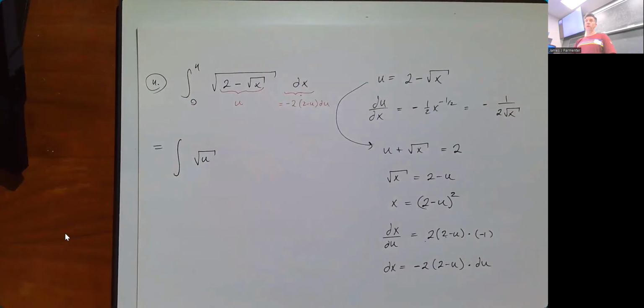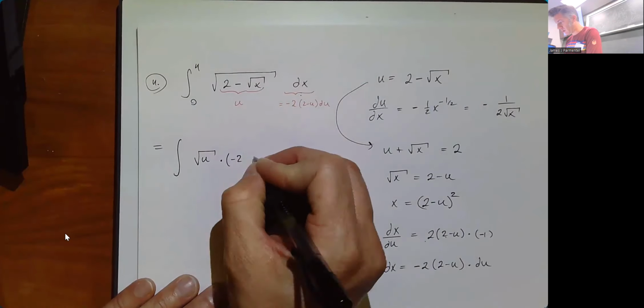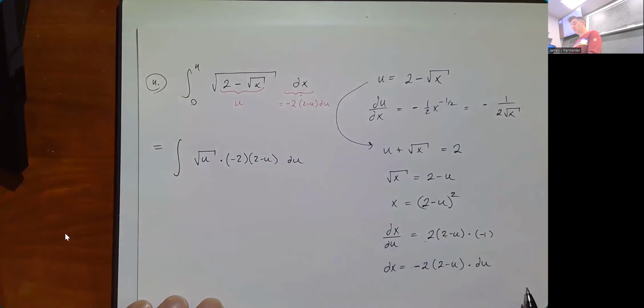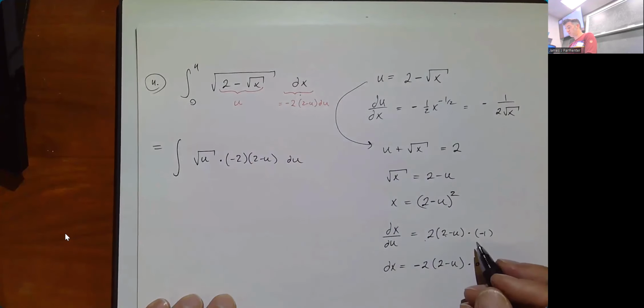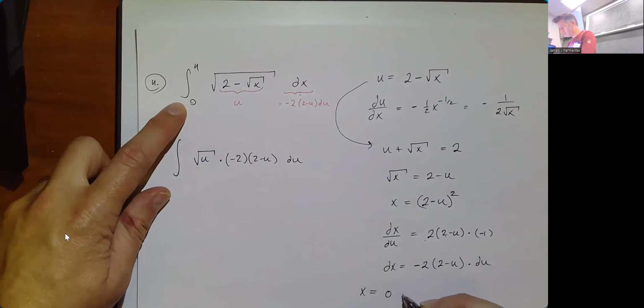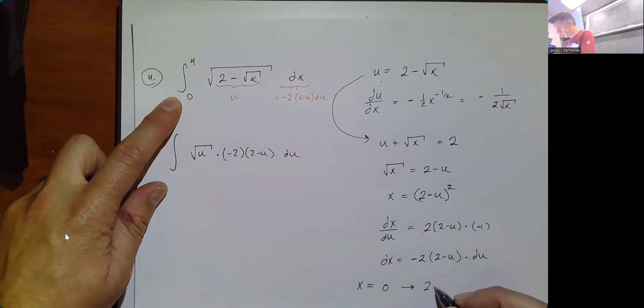Right? Whenever you have a root and you know you're going to integrate, you want to write it as a power. It's just going to be easier. Times -2 times 2 minus u times du. And let's go ahead and change our limits of integration. If x is equal to 0, u is going to equal 2 minus the square root of 0. Sorry, I should write u equals, apologies, which is going to be 2.